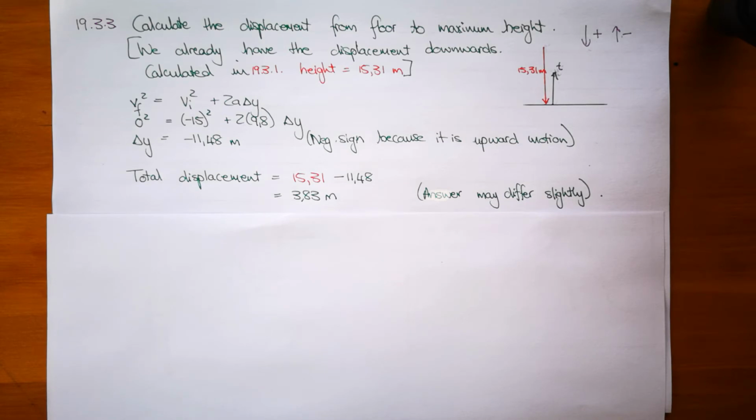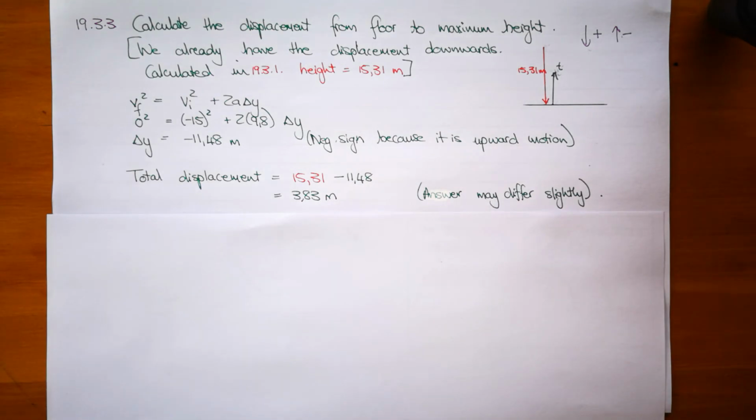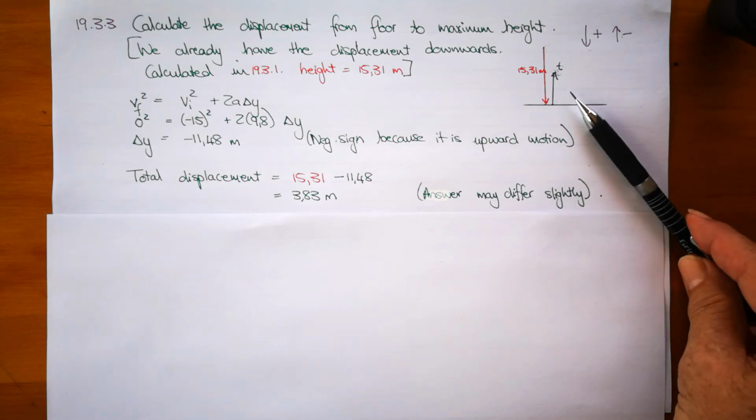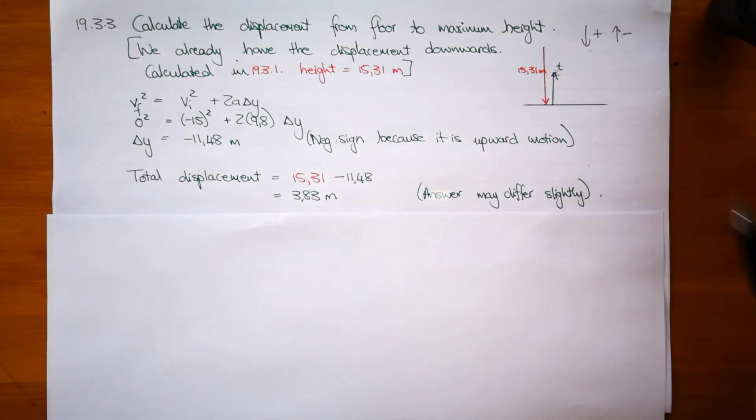Then in 19.4, sketch a position versus time graph for the motion of the ball from the moment it is thrown until it reaches the maximum height after the bounce. Use the floor as the 0 position. Indicate the following on the graph: the height from which the ball is thrown, which was 15,31, and time t. So they want a position time graph just for this section, the downward throw and the upward bounce.